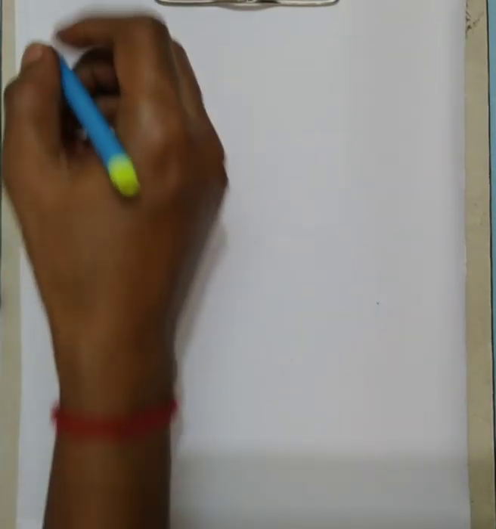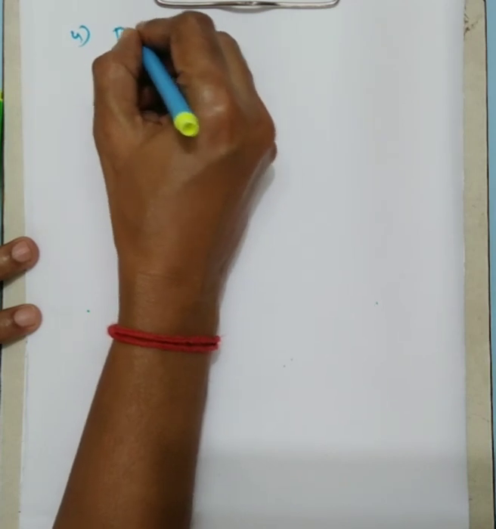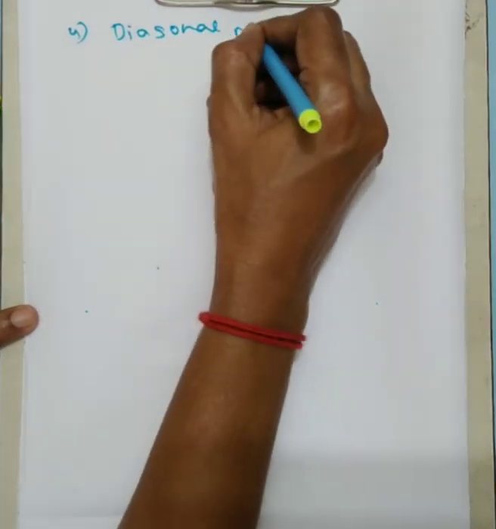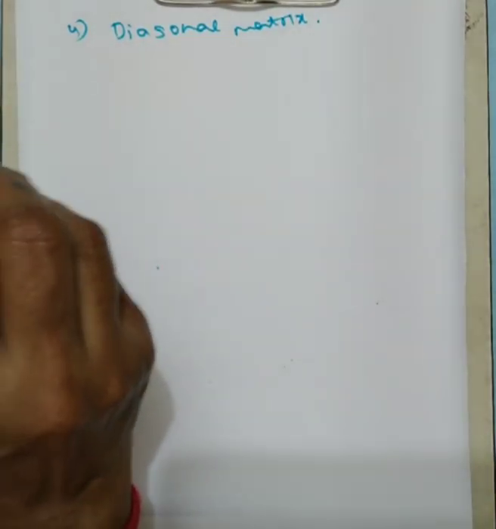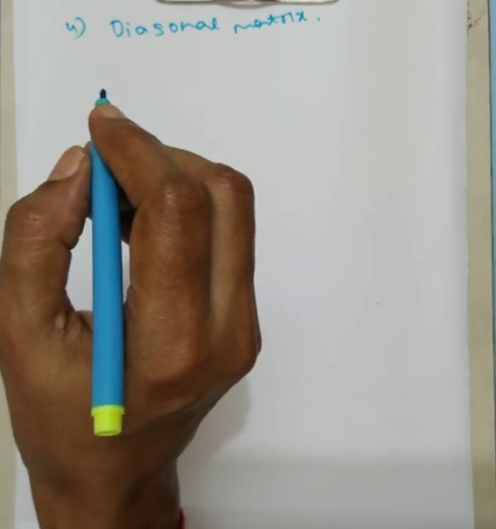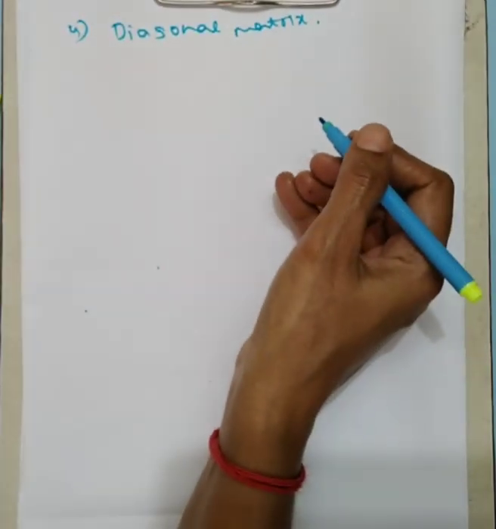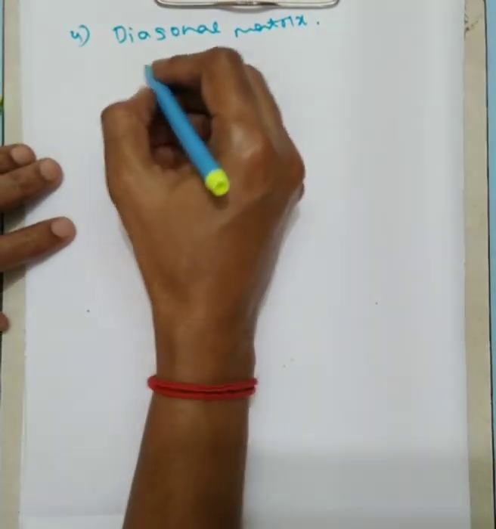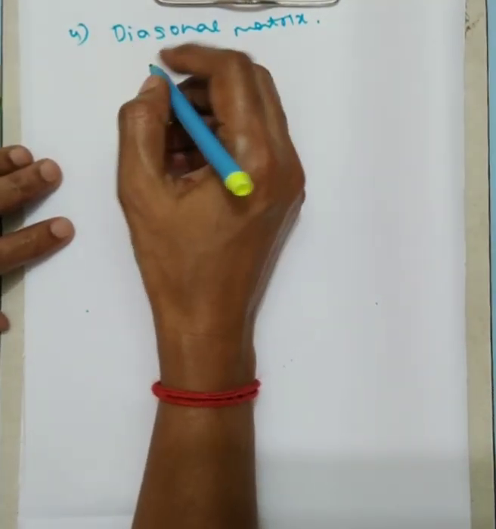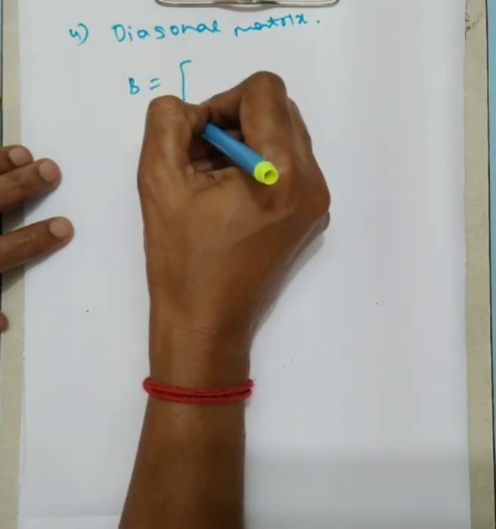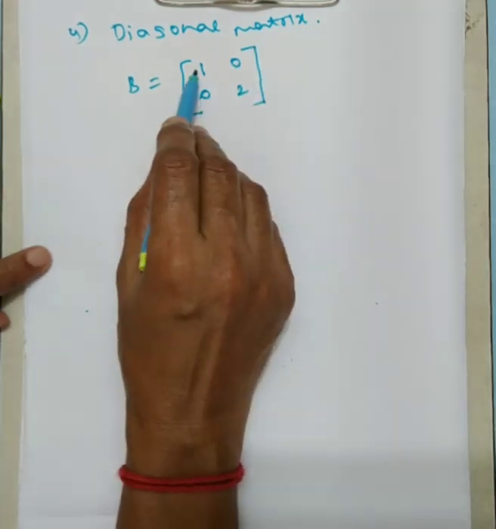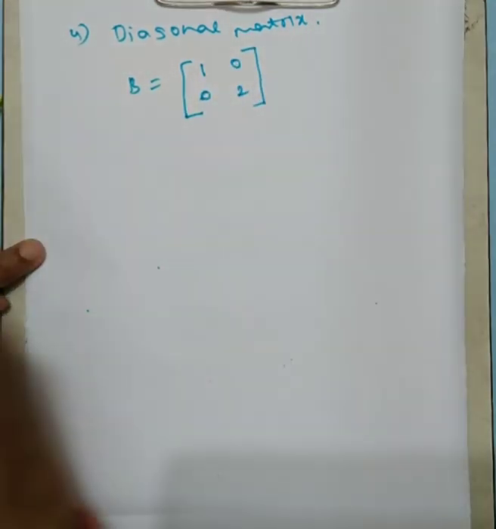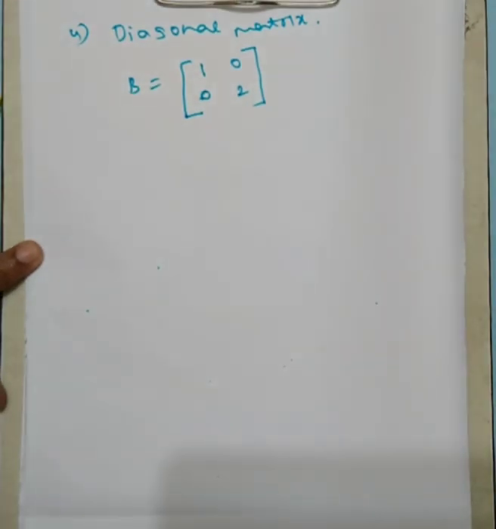Now next one is the diagonal matrix. Let us see what is a diagonal matrix. That is the fourth type. A diagonal matrix is a square matrix which is said to be a diagonal matrix if all its non-diagonal elements are 0. Suppose B is equal to 1, 0, 0, 2. Here the principal diagonal elements are 1 and 2, and the non-diagonal elements are 0, 0. So this is an example of a diagonal matrix.